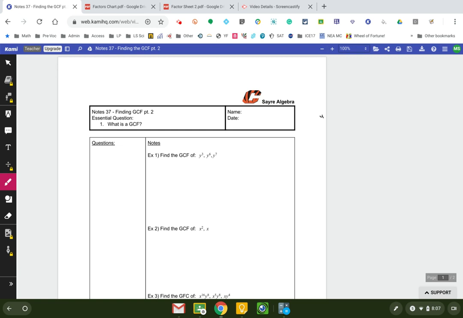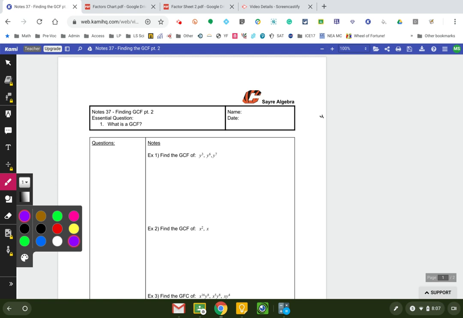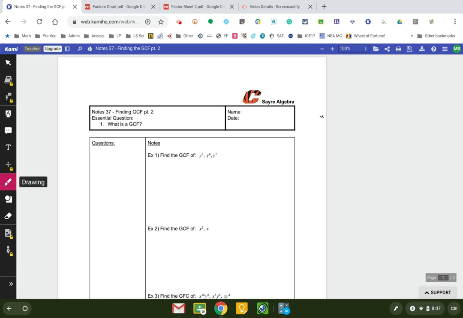But anyways, we're going to go through and do one more set of notes that'll help you get assignment 37 done. And it's similar to what we were doing yesterday, or the last unit or section with greatest common factors. That's what GCF is, if you don't remember. Now, when we talked about numbers, you will look for the biggest number that works on a list.